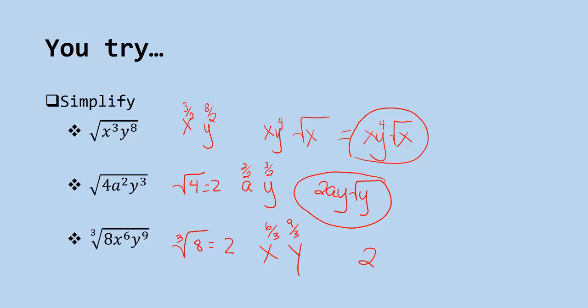So we have 2 on the outside. X, let's see, 3 goes into 6 twice evenly, and there's no remainder, so no x's stay under. 3 goes into 9 for the y 3 times, so y cubed, again no remainder. So there is no radical sign left for us to have. It's just 2x squared y cubed.